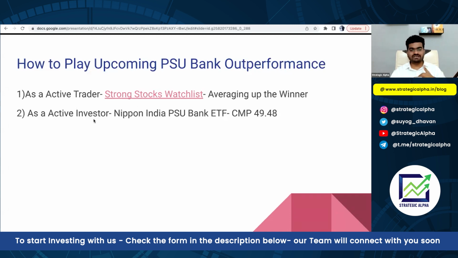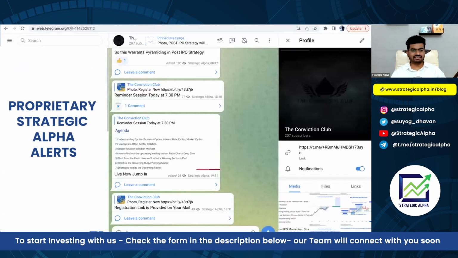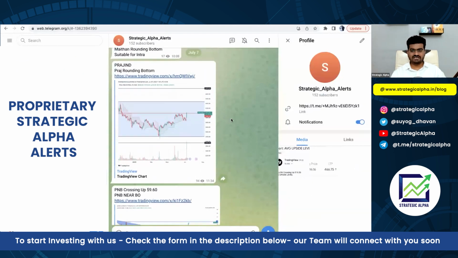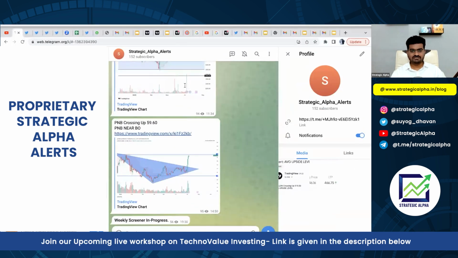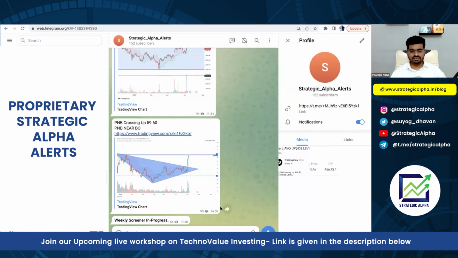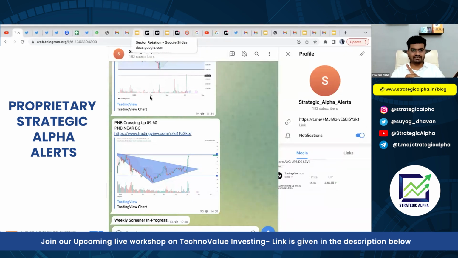But there is a difference between an active trader and an investor, because for a trader it is important to remain on the screen whenever the alert happens, because there is a special alert system which we have created that is available for our community members. This is StrategicAlpha alerts. PNB Bank came on our alert at 1450, meaning yesterday before market closing. And in fact, out of 5 stocks, 1 stock I have averaged on the upside, that is PNB Bank. So this is what I'm doing as a trader.